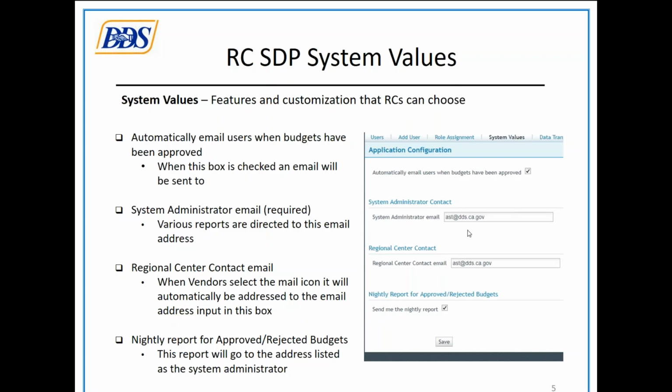The last option is a nightly report for approved and rejected budgets. Basically, overnight in the process, it will go to the system administrator and provide a list of all the budgets that were approved or rejected during that day. Are there any questions about this?